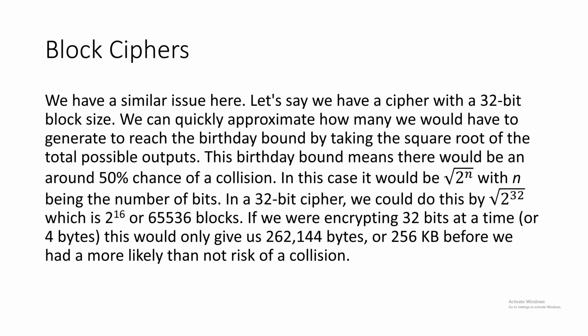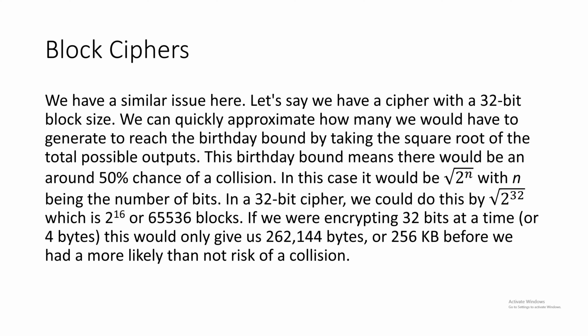So let's say we have a cipher with a 32-bit block size. We can quickly approximate how many blocks we would have to generate to reach the birthday bound by taking the square root of the total possible outputs. This birthday bound means there would be around a 50% chance of a collision. Whenever we're talking about a birthday bound with these ciphers, we're just looking at when it is more likely than not, even just by a little bit, 50.00001%. How do we get to the place where it's more likely than not that I would repeat a block that I've already generated? In this case, it would be the square root of 2 to the power of n, with n being the number of bits. Remember, that's an exponent, so when you take the square root of that, you just divide it by half. So it could also be rewritten as 2 to the power of n divided by 2.